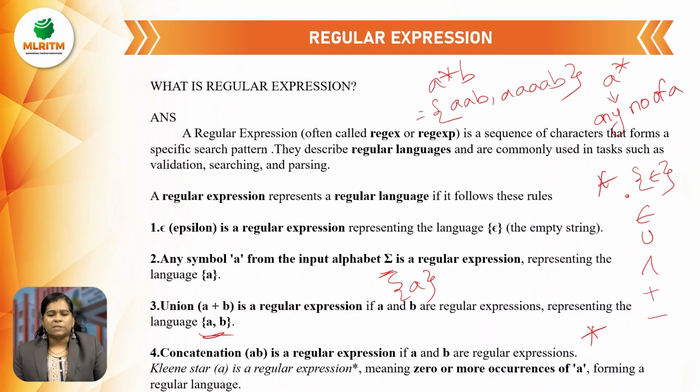So the rules are: epsilon. Whenever epsilon represents the regular expression, then the language is the empty set. If A is the input symbol, then the regular language is {A}. Union, A plus B: A and B is represented as the regular language {A, B}. And concatenation is nothing but A dot B. If A and B are regular expressions, then dot and star are the zero or more occurrence of an expression in a regular language.